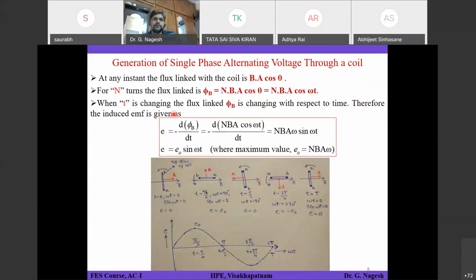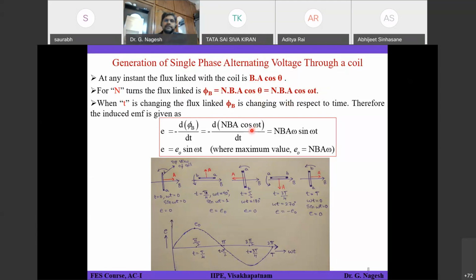Right. So at any instant, the flux linking with one coil is B into A into cos of theta. Theta is nothing but omega t. For an n-turn coil, in the figure I have shown only one turn. If I have N number of turns, then the flux linkage will be N into B into A into cos of omega t. N is constant, B is constant, the area of cross section is constant, and cos of omega t is the one which is varying with respect to time. Okay, t is varying, so cos of omega t varies.